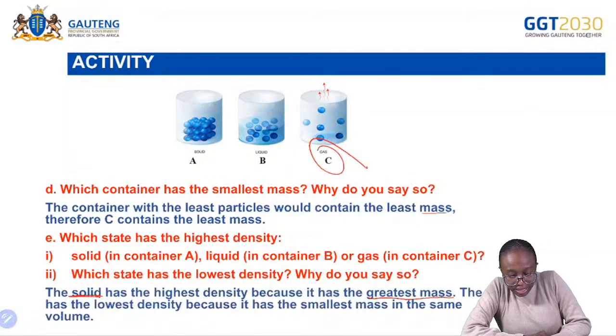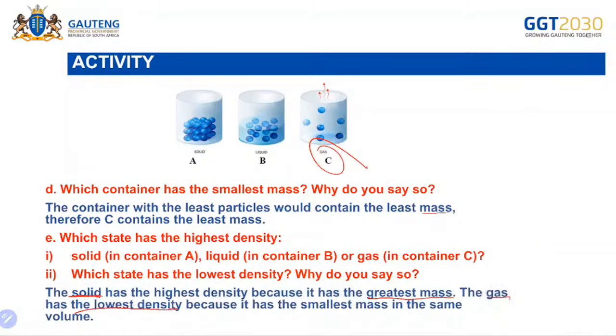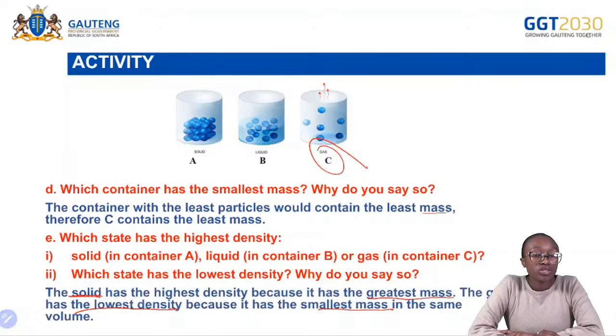And then the gas has the lowest density. Why? It is because it has the smallest mass. The smaller the mass, the smaller the density. Now, take 1 minute to copy down these corrections.